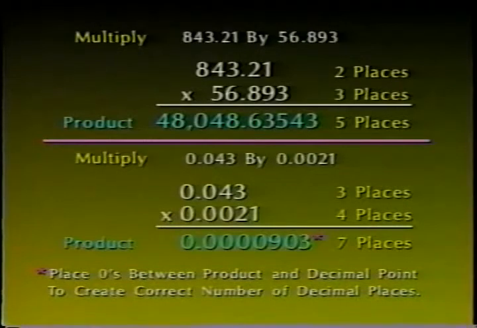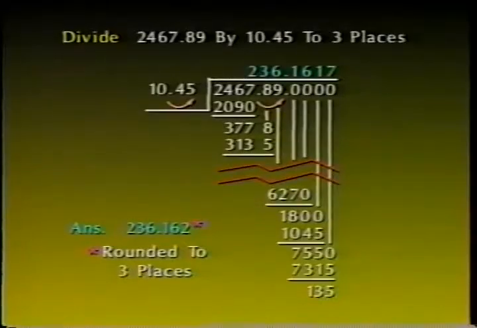In the second example, 0.043 is multiplied by 0.0021. Note that zeros must be placed between the product and the decimal point to create the correct number of decimal places. Long division of decimal numbers is set up and tabulated the same as whole number division. For example, divide 2,467.89 by 10.45.